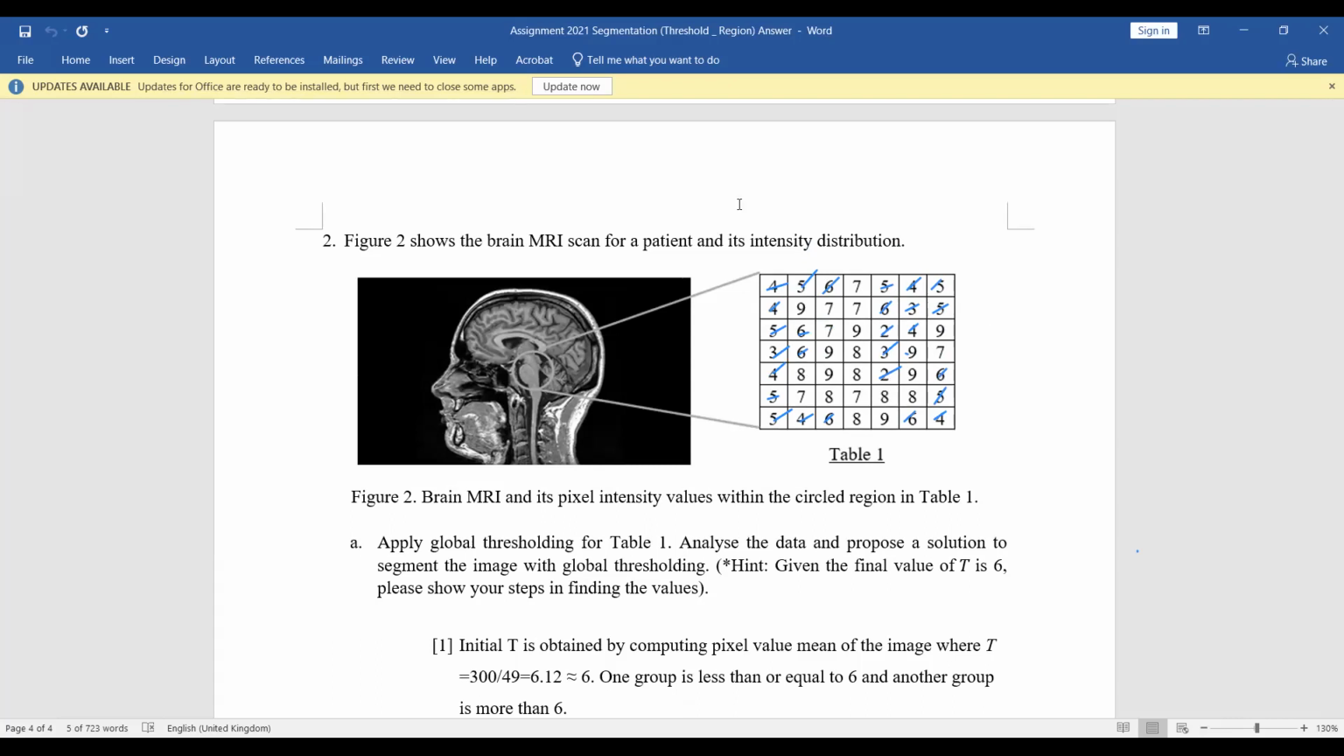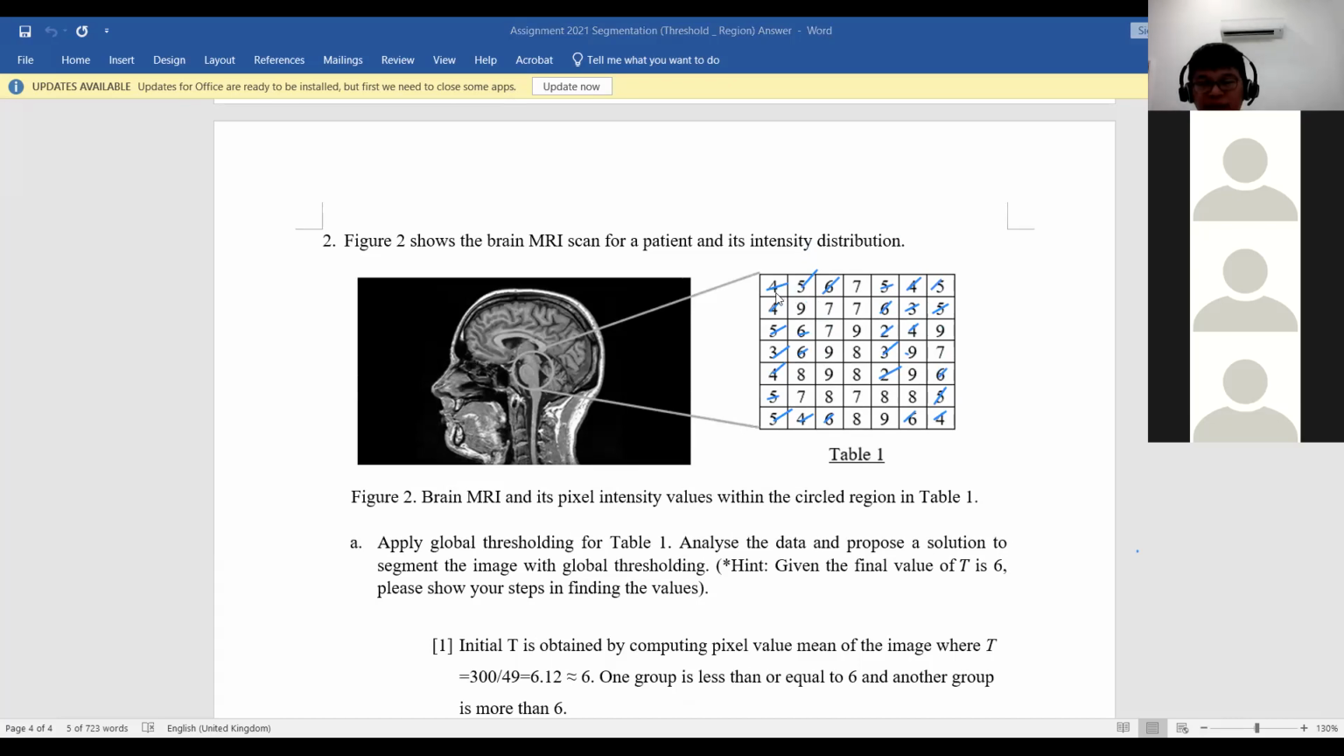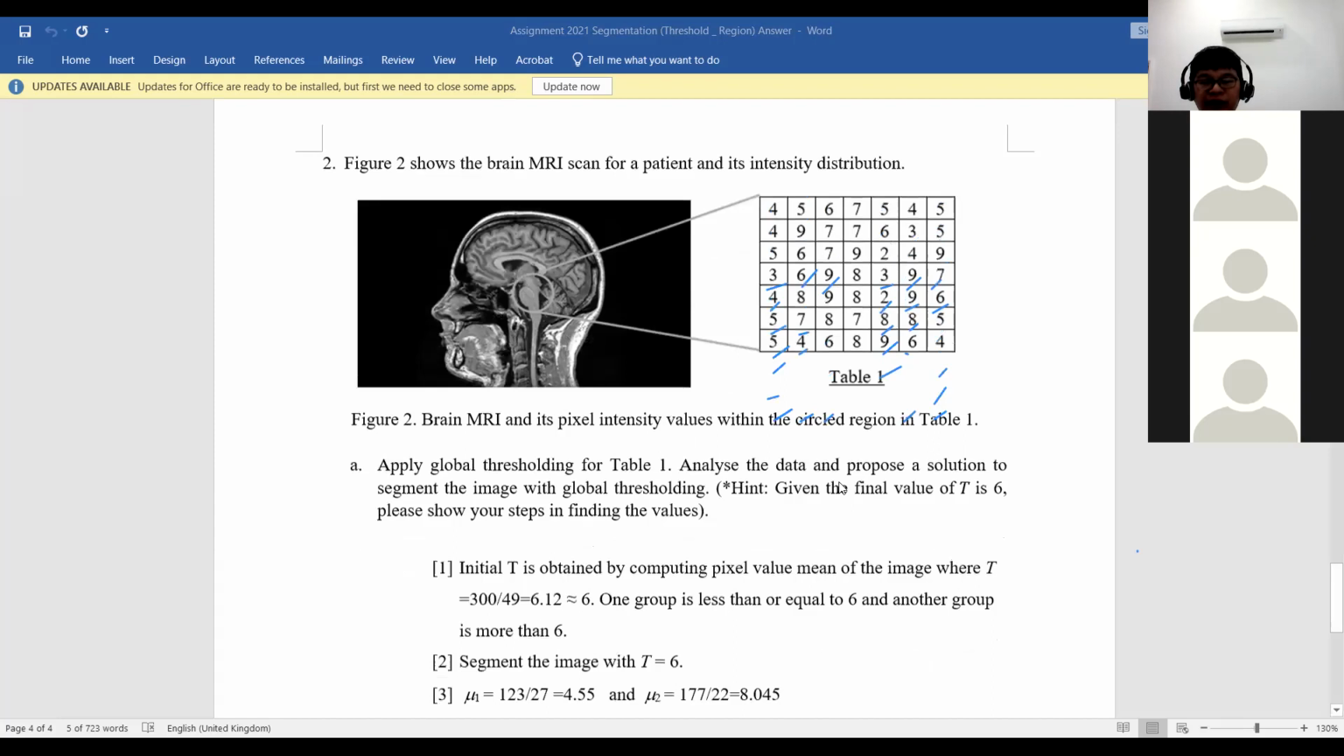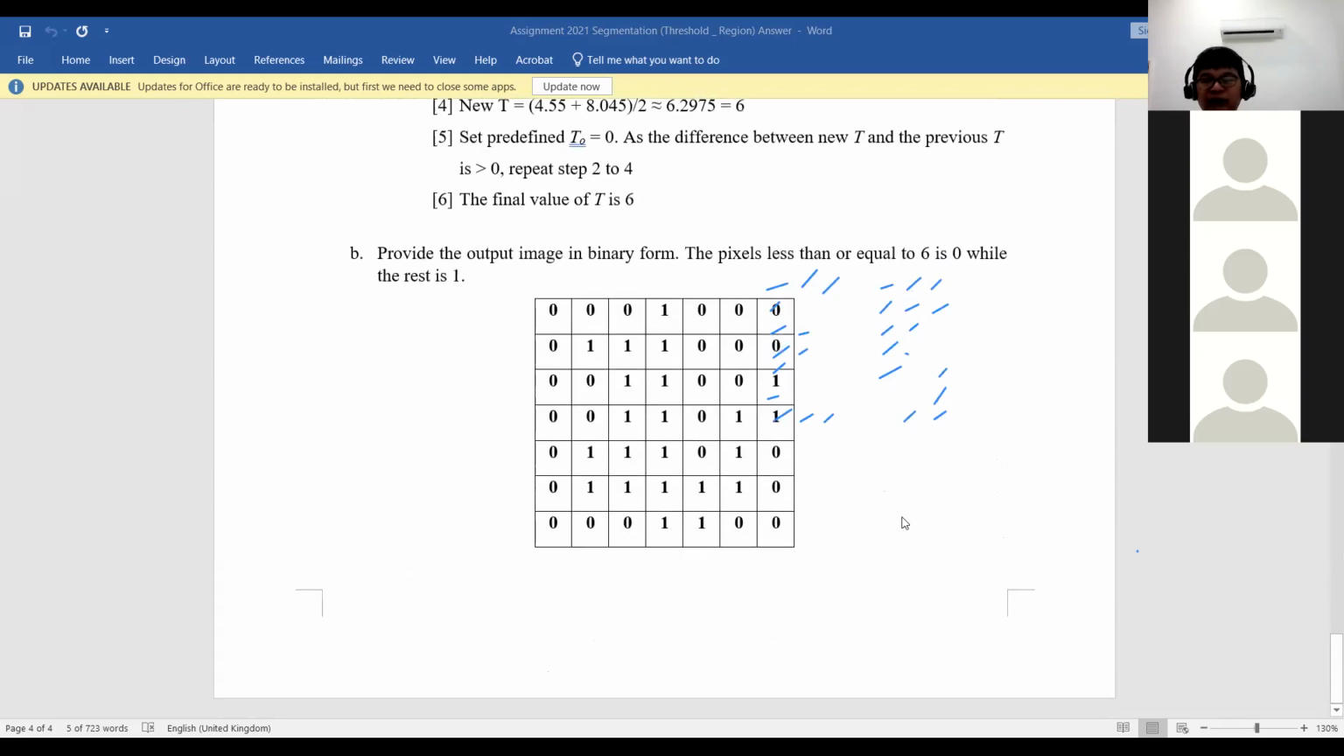Then you repeat the whole image by using the threshold value 6. So anything above 6 is equal to 1, and anything below 6 is equal to 0. This one becomes what? 0, 0, 0, 0, 1, 0, 0, 0, 0, 0, 1, 1, 1, right? Then you get the final image.